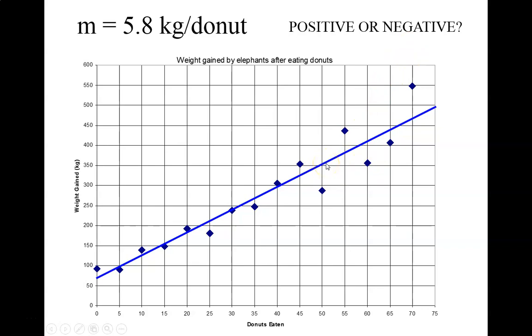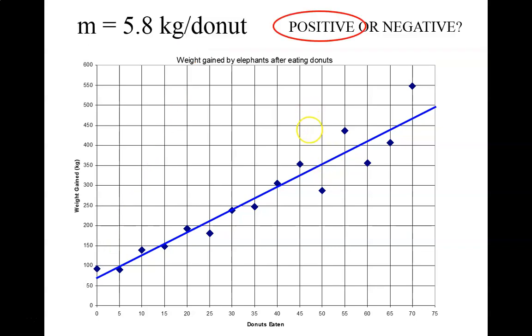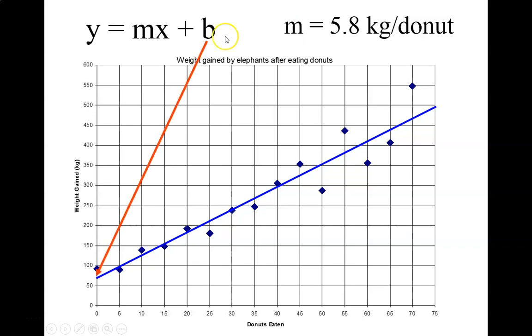And if you plugged in y2 minus y1 divided by x2 minus x1, the slope formula from math, then you would have gotten the right sign no matter what, assuming you did it correctly. So our m, remember y equals mx plus b, our m is equal to 5.8 kilograms per donut. That's our slope that we just calculated.